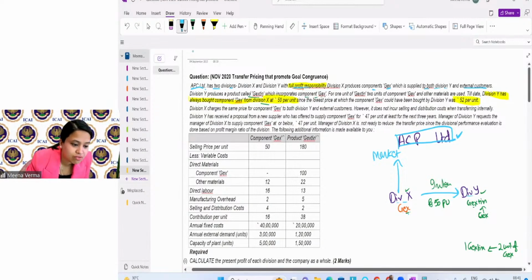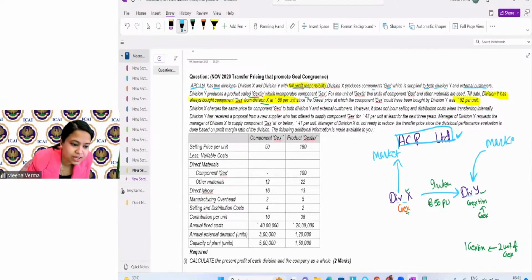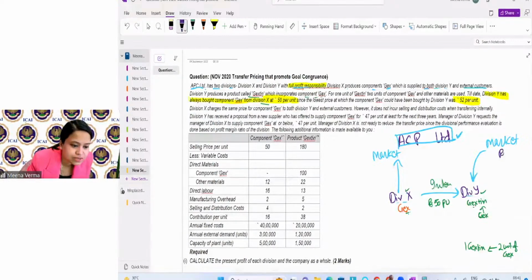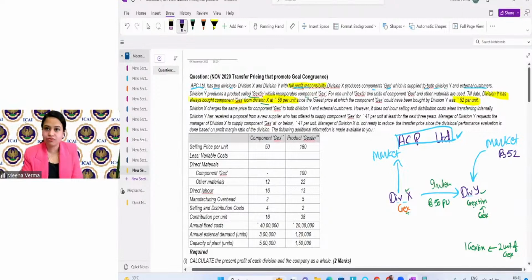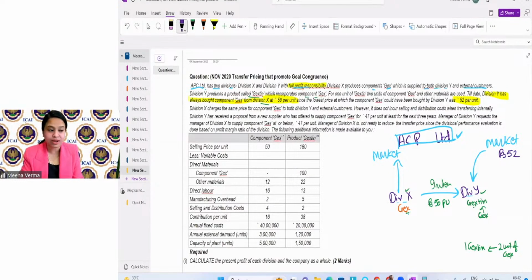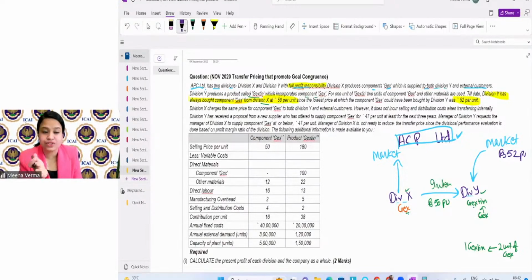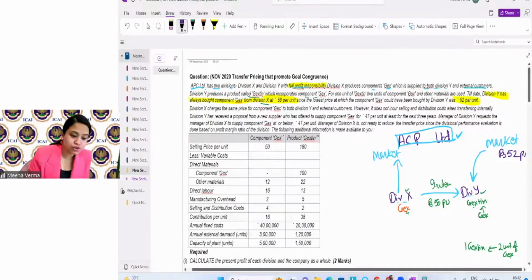This division Y has the option to buy the same product from the market. At what price can it bring it from the market? This division has the option to buy the same product from the market at rupees 52 per unit. All right, per unit. Next, see how careful you should be when you're reading the question. Because if you understand the question, then only you can write the explanation, then only you can write the answer. So when you're solving the question, read it very carefully.